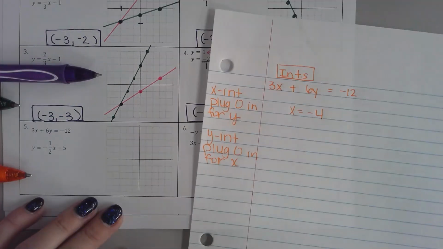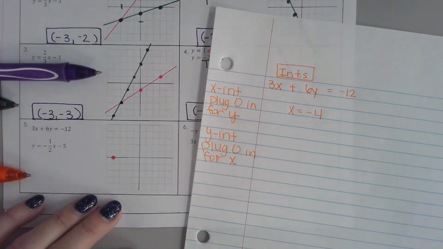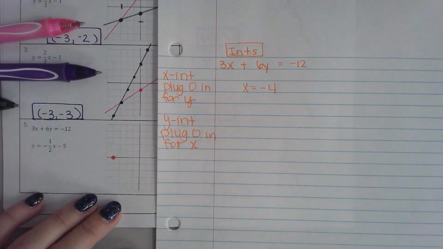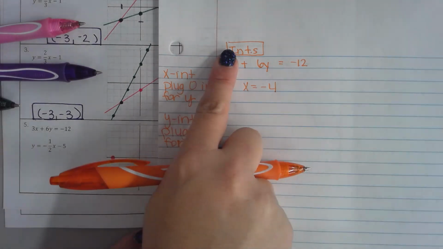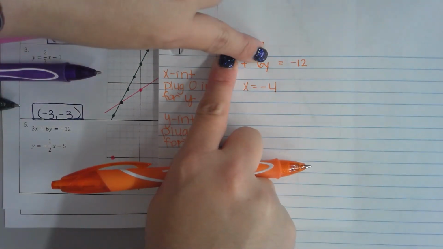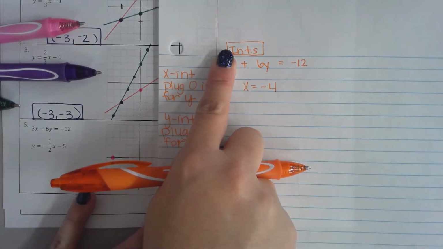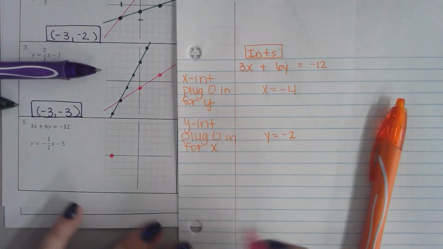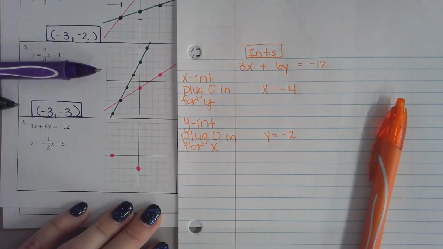So I could go back to my graph, go to the x-axis, and put a point on negative 4. For the y-intercept, I basically cover up the x, and I have 6y equals negative 12. What would y equal? Negative 2. So I can put a point on the y-axis at negative 2. That is one way to graph these.